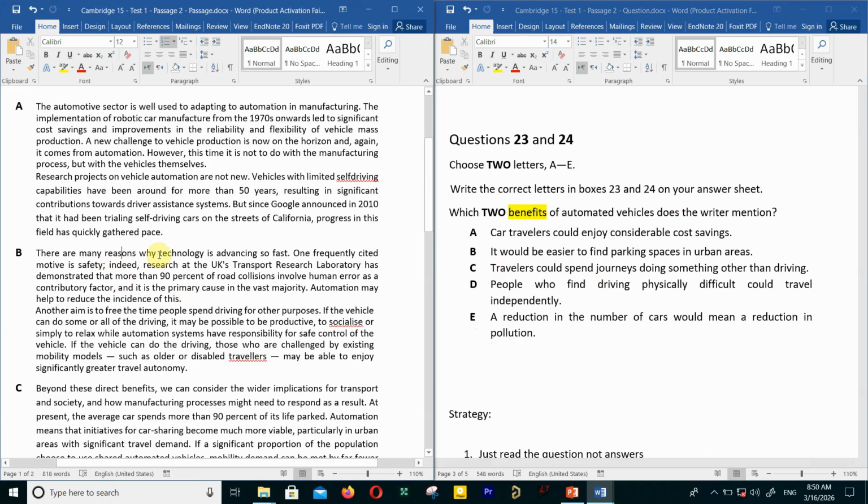There are many reasons why technology is advancing so fast. One frequently cited motive is safety. Indeed, research at the UK's Transport Research Laboratory has demonstrated that more than 90% of road collisions involve human error as a contributory factor, and it is the primary cause in the vast majority. Automation may help to reduce the incidence of this. Nothing mentioned in here. Another aim is to free the time people spend driving for other purposes.